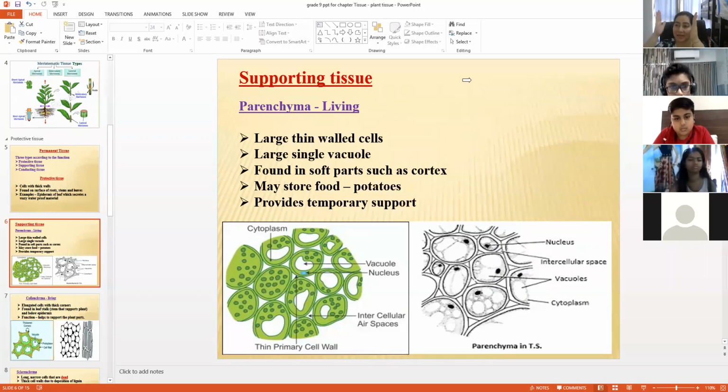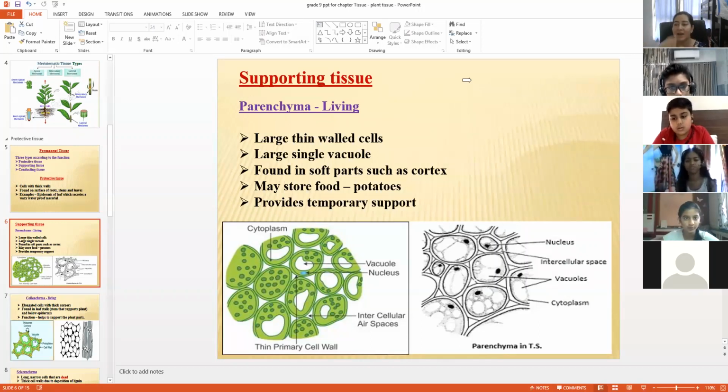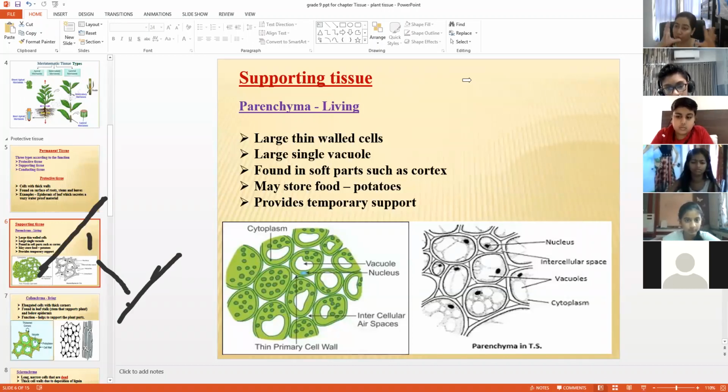Ma'am, parenchyma is a living, supporting tissue. If the parenchyma is living, then how does it come under permanent tissue? Because it is a permanent tissue which is helping in conduction or some other function. It is not actively dividing. Though it is dividing, it is not actively dividing. Okay, so parenchyma is a living permanent tissue. Yes, it is a living permanent tissue.